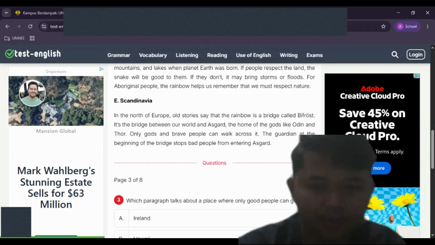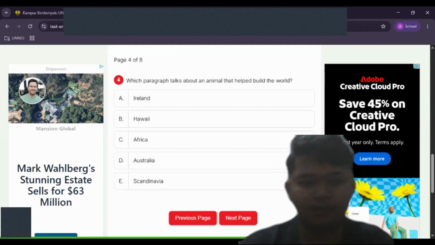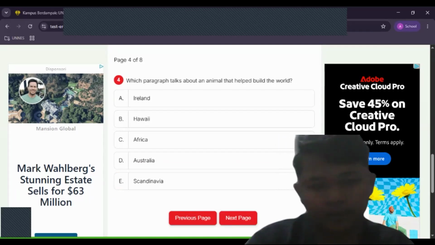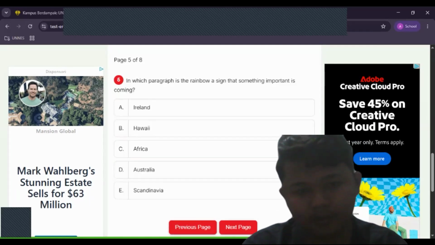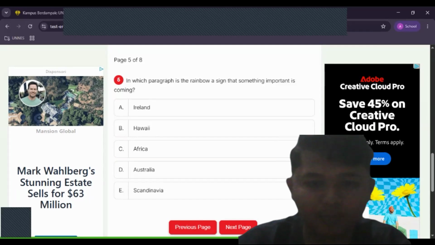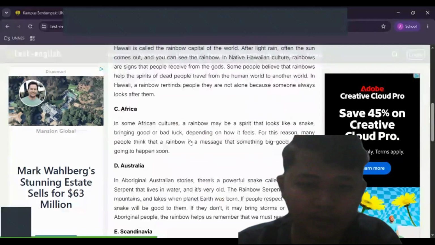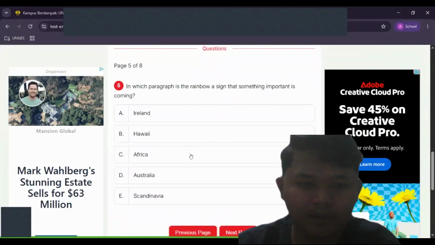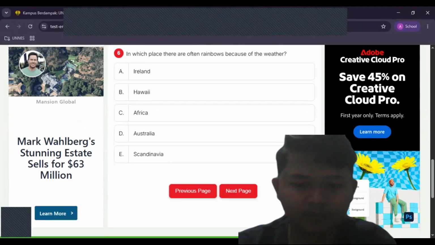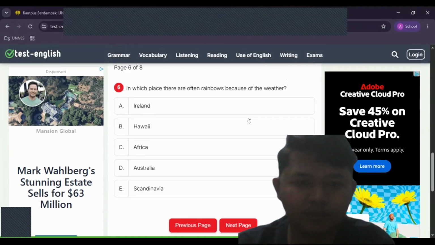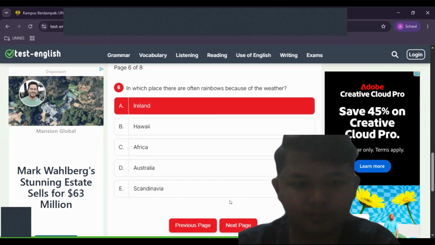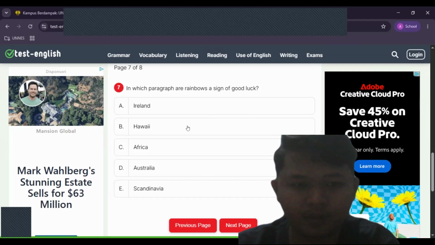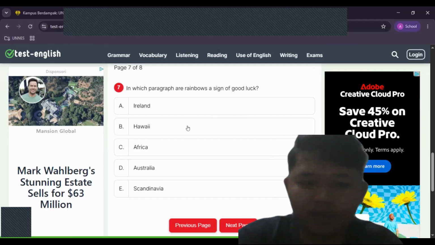Okay, guys, I think time is almost done, so I will do it quickly right now. Which paragraph talks about an animal that helped build the world? What do you guys think? Oh, you can think Australia, okay. A sign that something important is coming. What do you guys think? Africa, okay. What do you guys think? They are after the rainbow because of the weather. Ireland, okay. The seventh one, a sign of good luck.